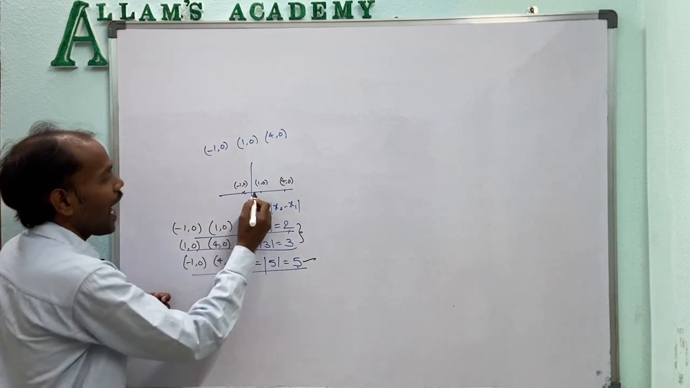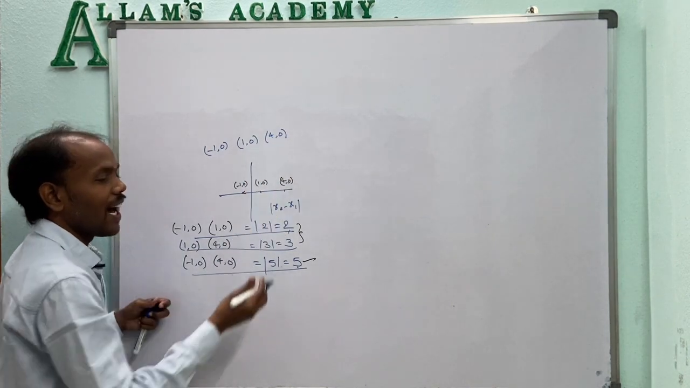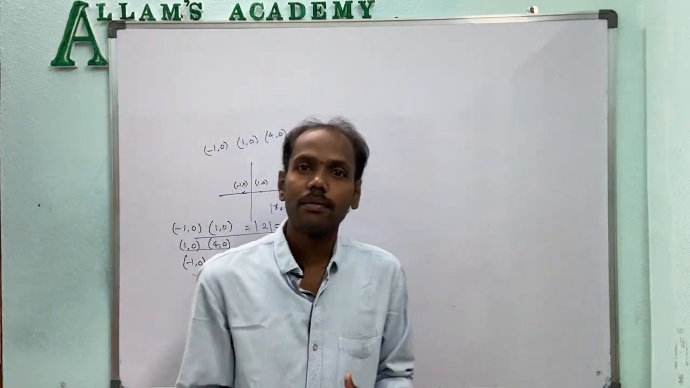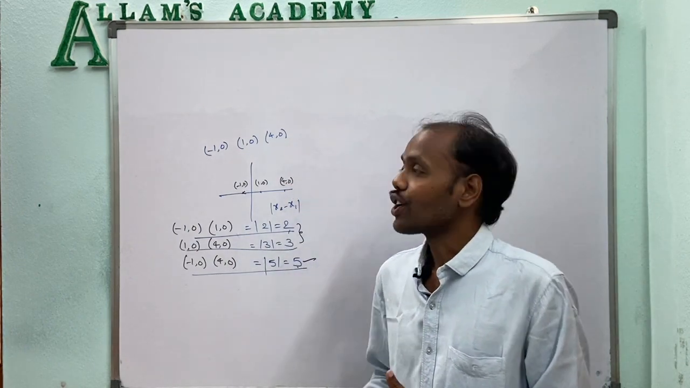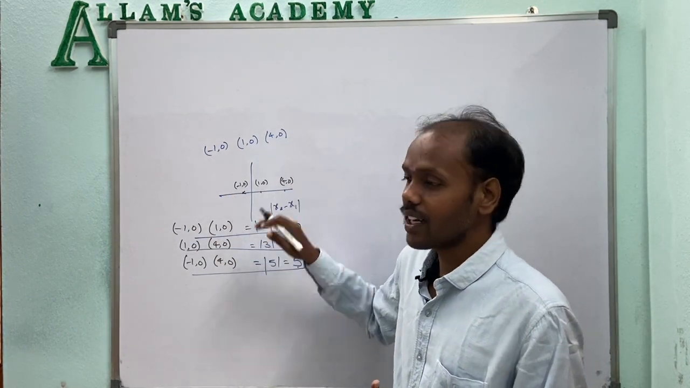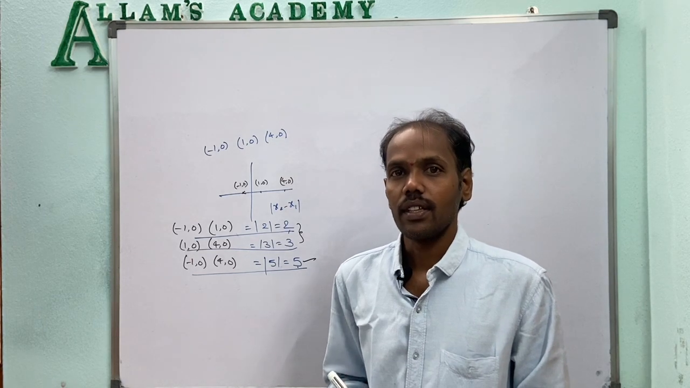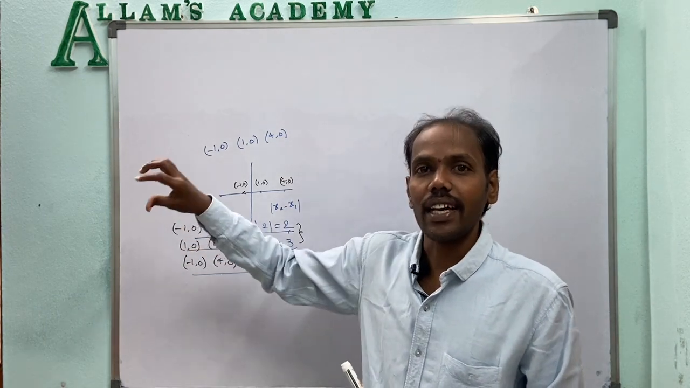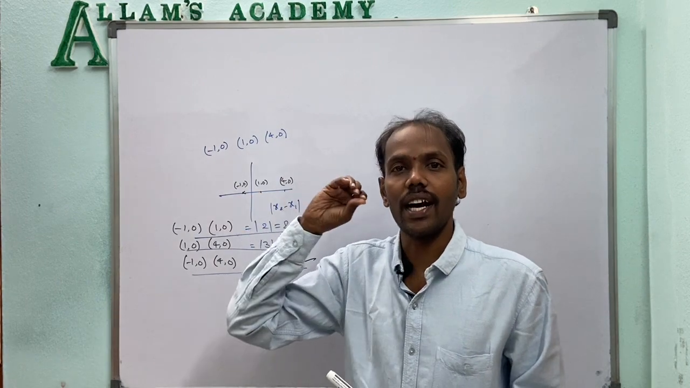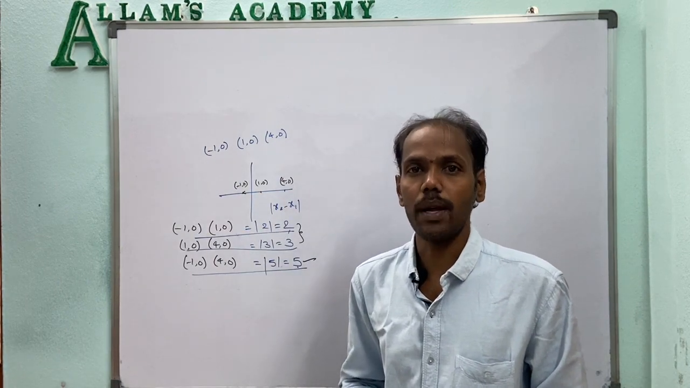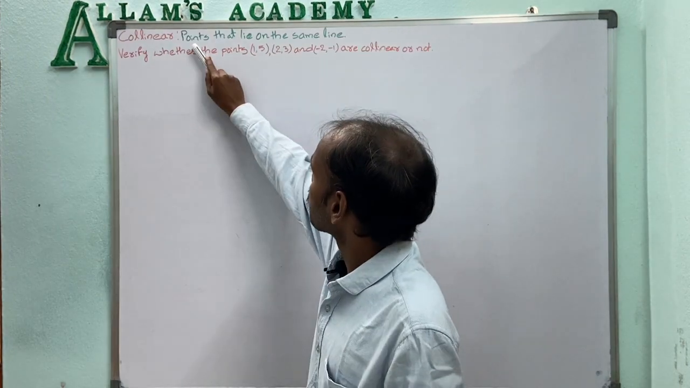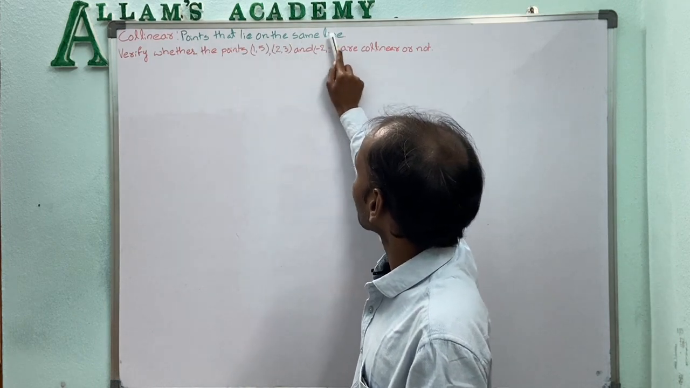all the points lie on the same line. So these points are called collinear points. Now we check whether the given points are collinear or not for the problems. Collinear means points that lie on the same line.